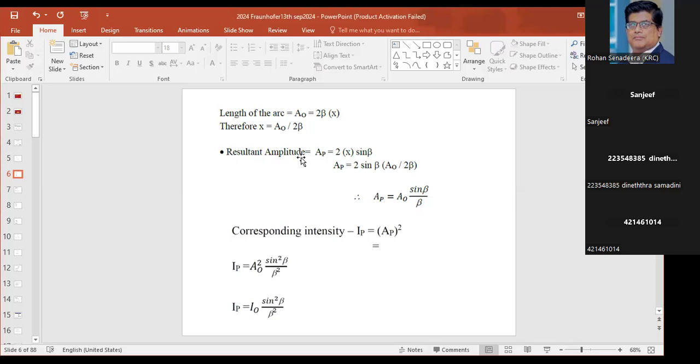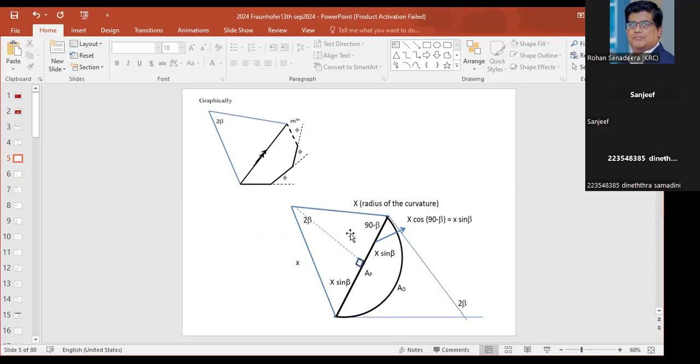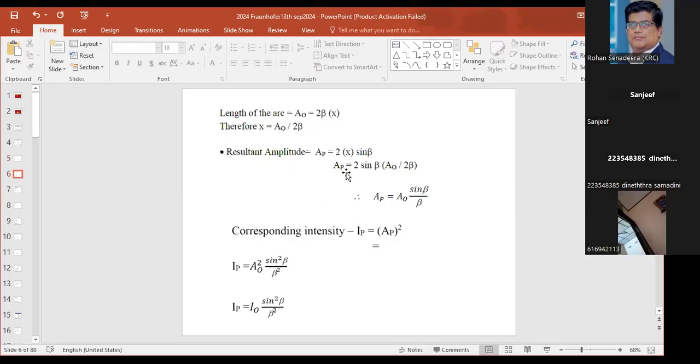Then we can write the resultant amplitude, this AP. Resultant amplitude means x sine beta, that is 2x sine beta. So here you have 2, and this is the x distance, not a multiplication symbol. Don't confuse with that. To avoid confusion I use the bracket, otherwise you will think 2 into sine beta. No, it is 2x sine beta.